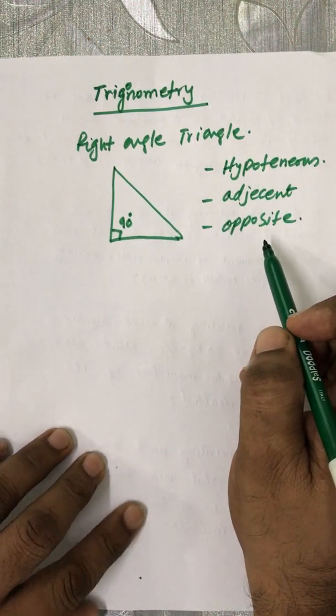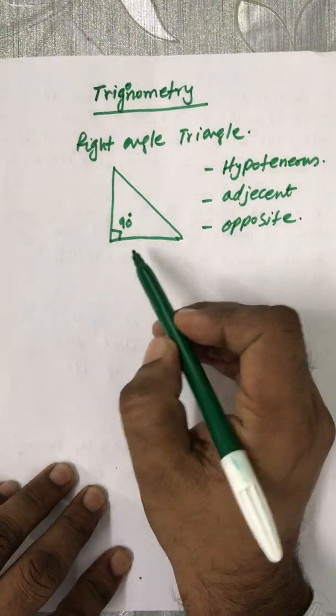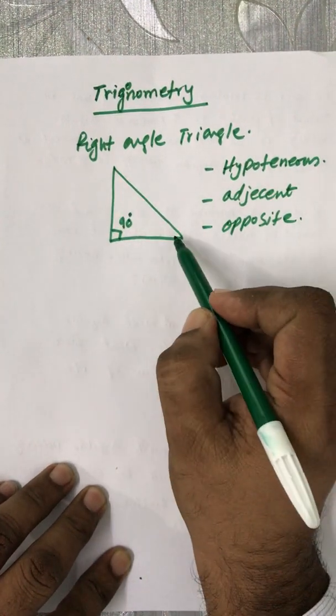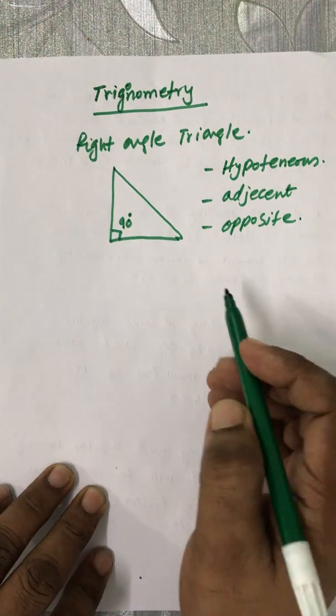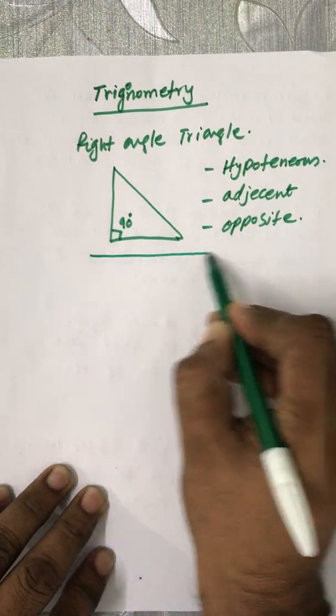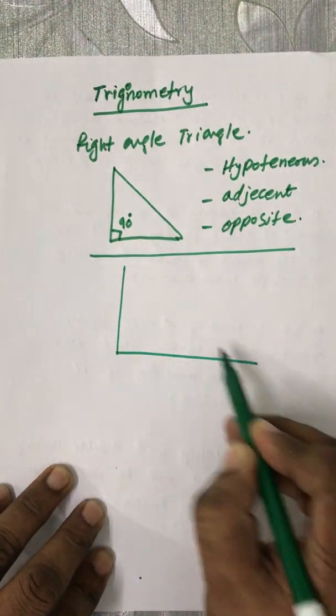We will decide according to the angle which we are considering, because one of the angles is 90 degrees and the rest of the two angles are there. One of the other two angles will decide which side is adjacent and which one is opposite. Now you have to focus on this diagram.